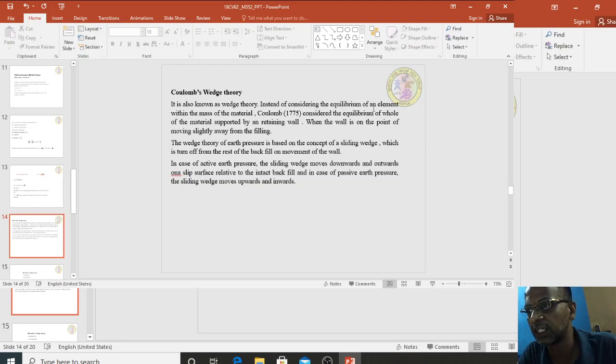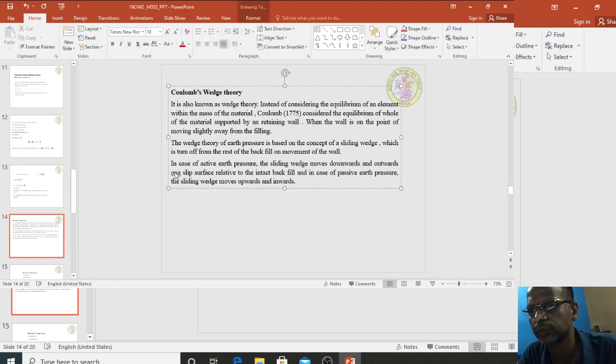Instead of considering the equilibrium of an element within the mass of material, Coulomb in 1775 considered the equilibrium of the whole of the material supported by the retaining wall when the wall is on the point of moving slightly away from the backfill. The wedge theory of earth pressure is based on the concept of a sliding wedge, which is torn off from the rest of the backfill on movement of the wall. In case of active earth pressure, the sliding wedge moves downward and outward.